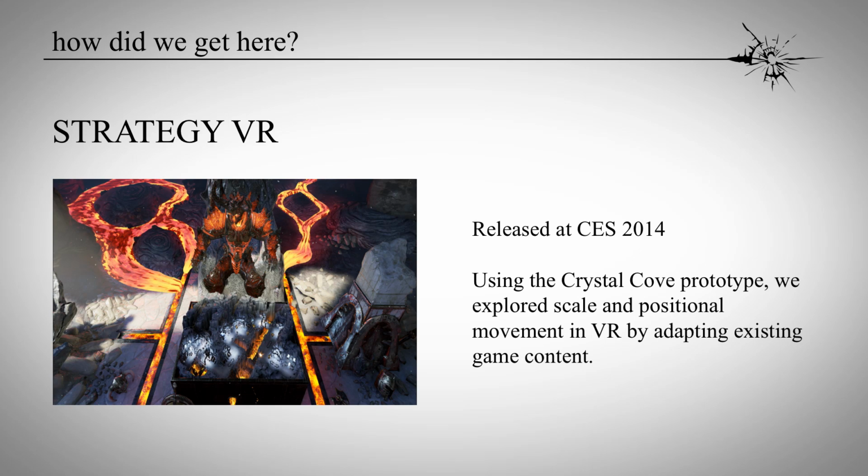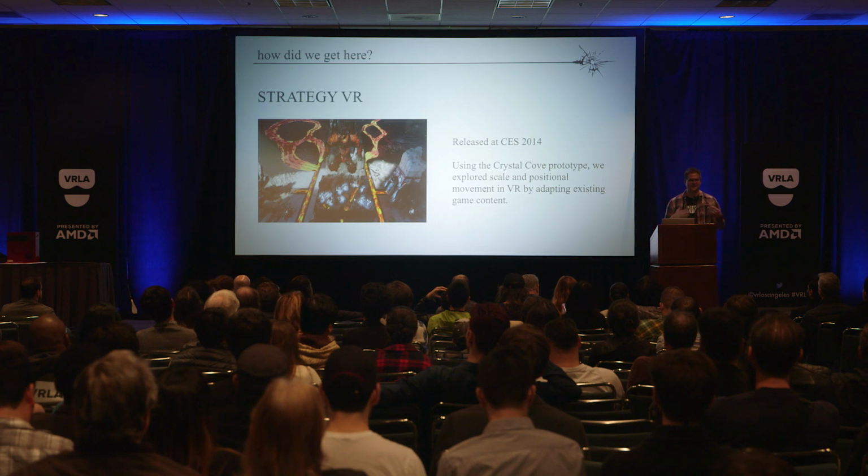And then they came up with the Crystal Cove prototype, which was the precursor to the Crescent Bay and the DK2, which had positional tracking. And that was one of those aha moments of VR for me, when you can actually look around and lean in and see stuff.